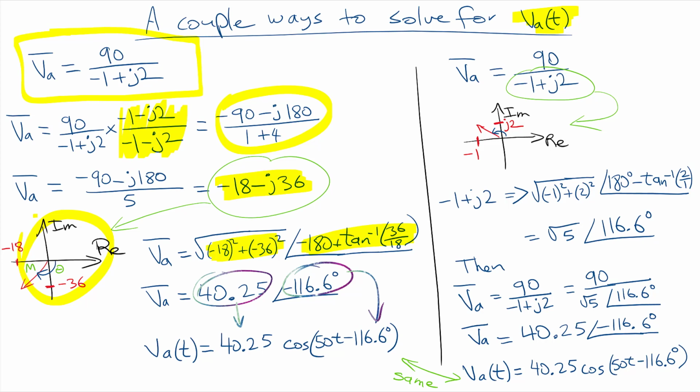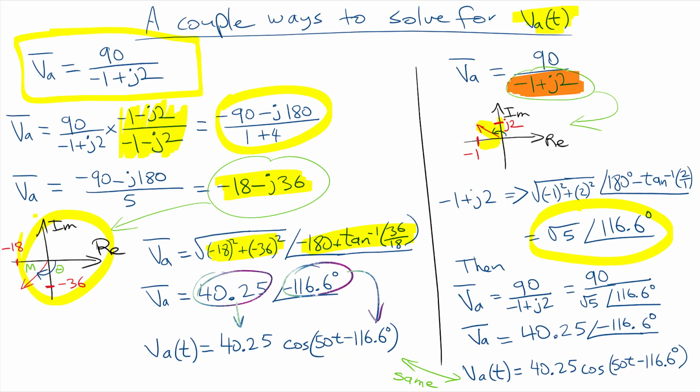Let's just imagine we take the phasor representation of the denominator. This is what it looks like in the complex plane. -1 is a real number, so that's -1 over here, and then +2 on the imaginary axis gives you a vector like this. Then we can calculate that complex representation in polar form for that vector, and it works out to be the square root of 5 at a phase angle of 116.6 degrees.